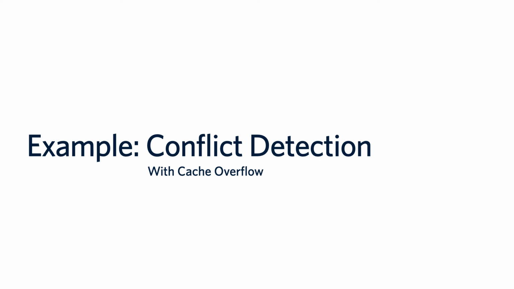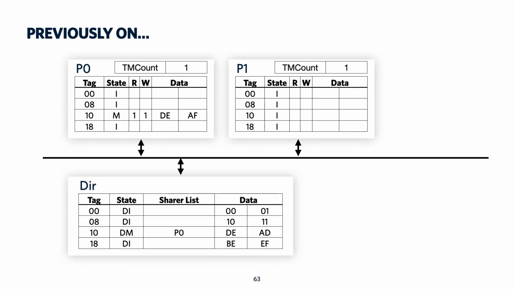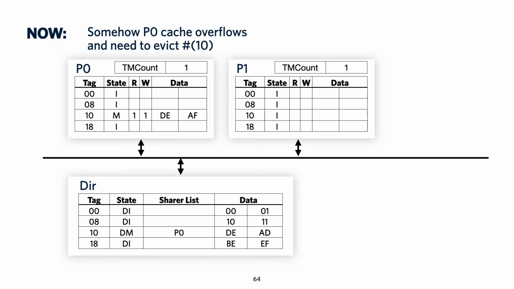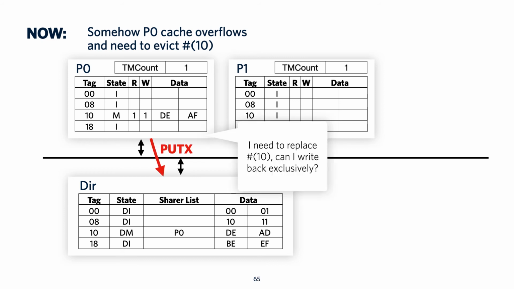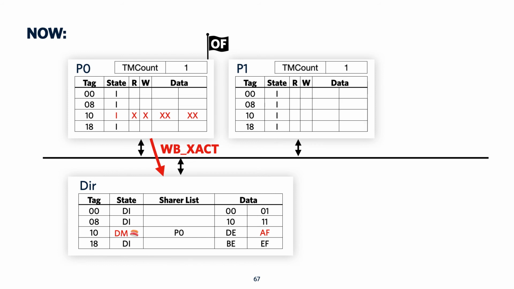So let's go back to the same example, now with cache overflow. Previously, P0 is in the middle of a transaction. P1 tried to, but failed, to obtain a shared block. So now somehow P0 replaces this cache. So it calls a PUTX, or put exclusive, and it's like, hey, can I write back exclusively? And it says okay. And so now it writes back the data to the directory, and now the directory has the updated data, except the DM is now DM sticky, or I use the sushi because it reminded me of sticky rice. But now notice that P0 no longer has a copy of the data.